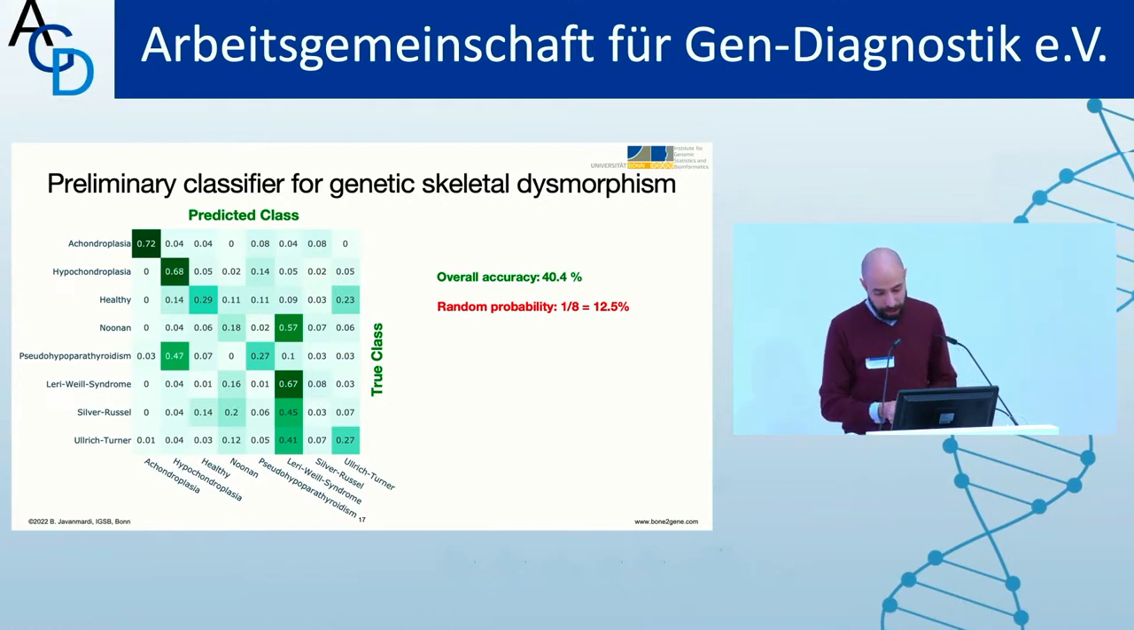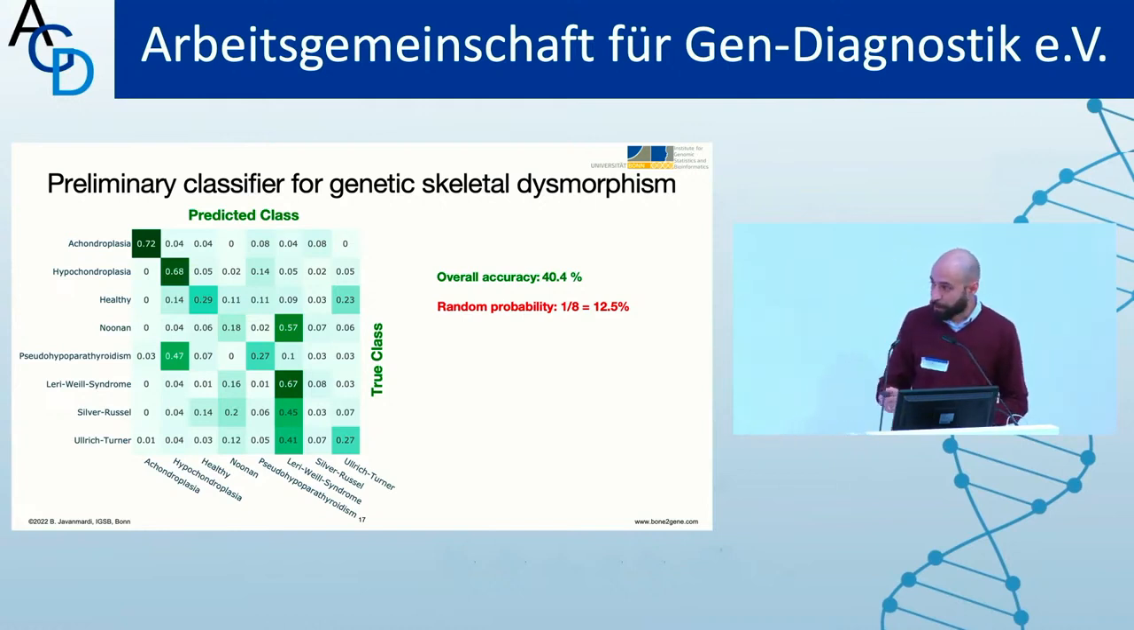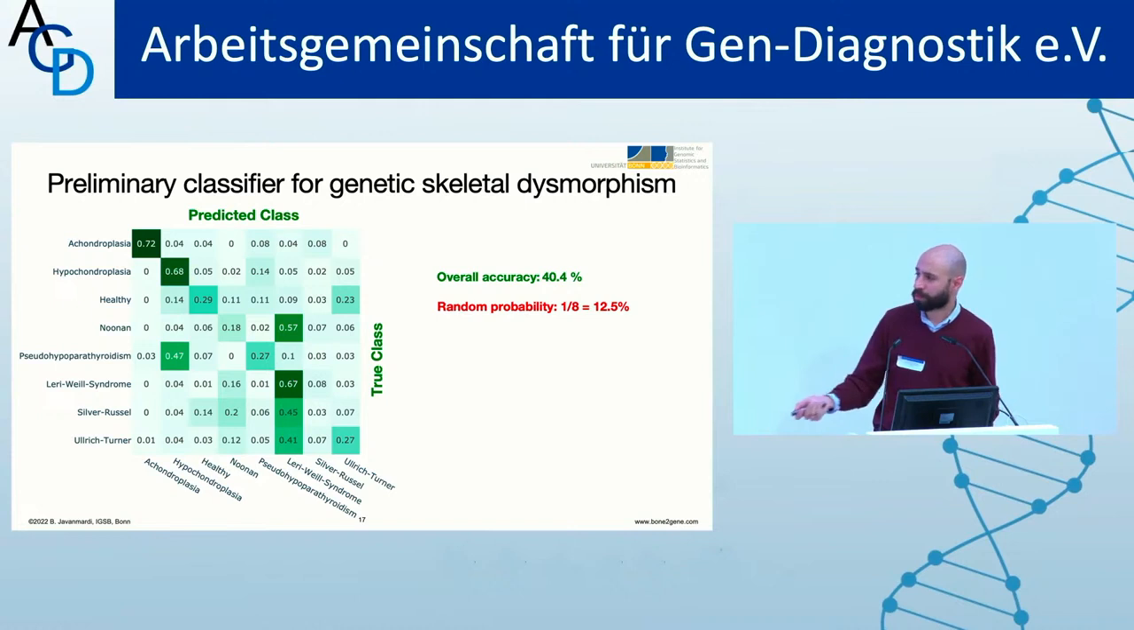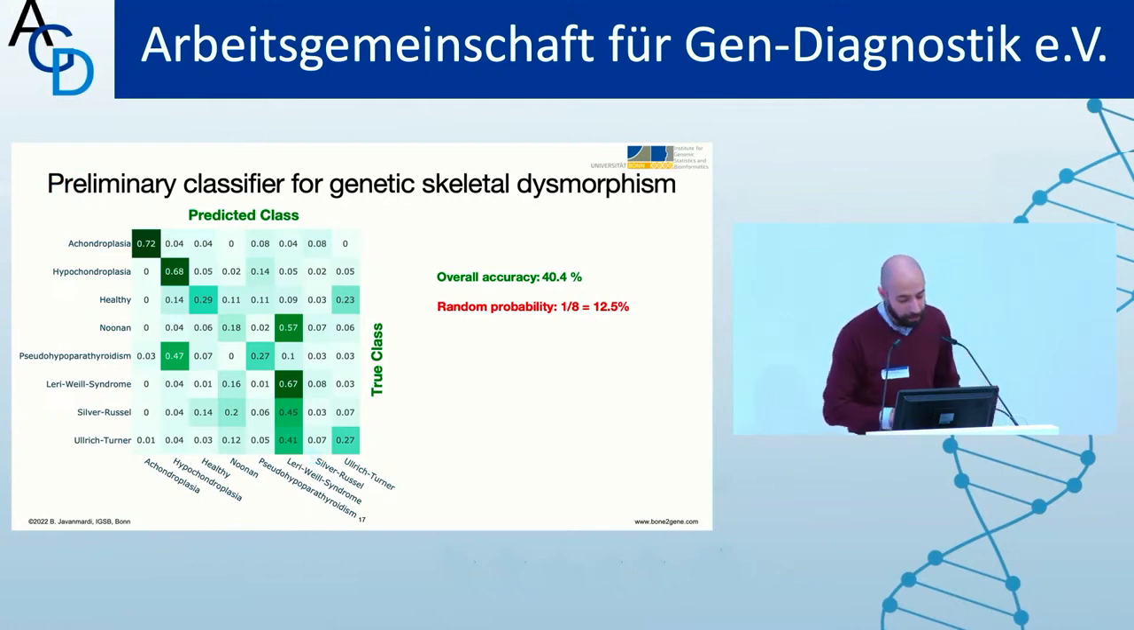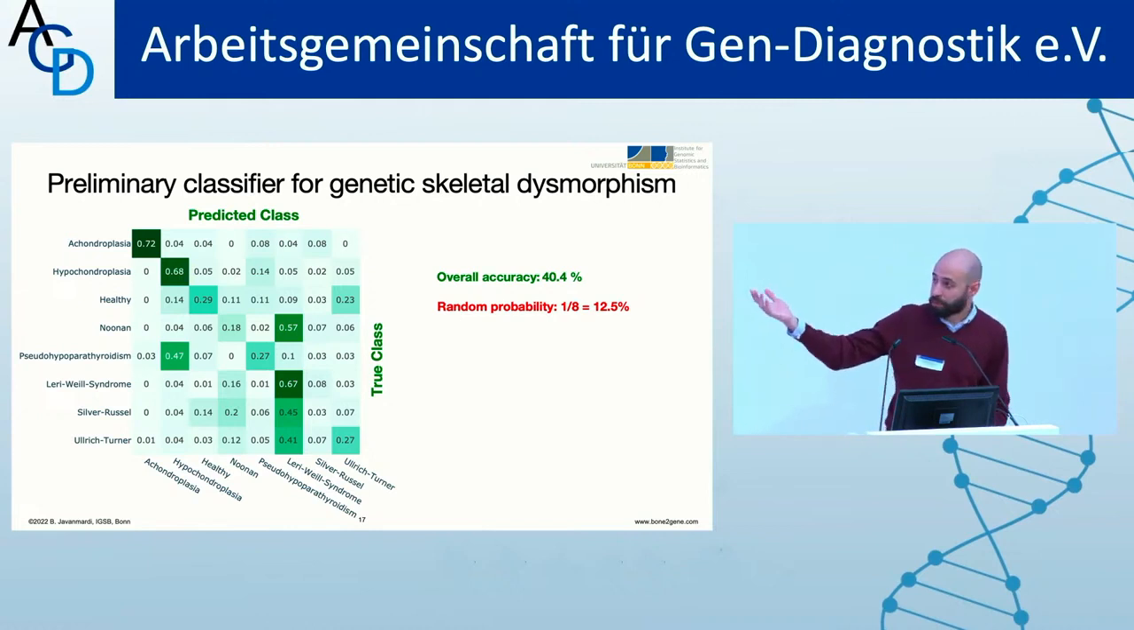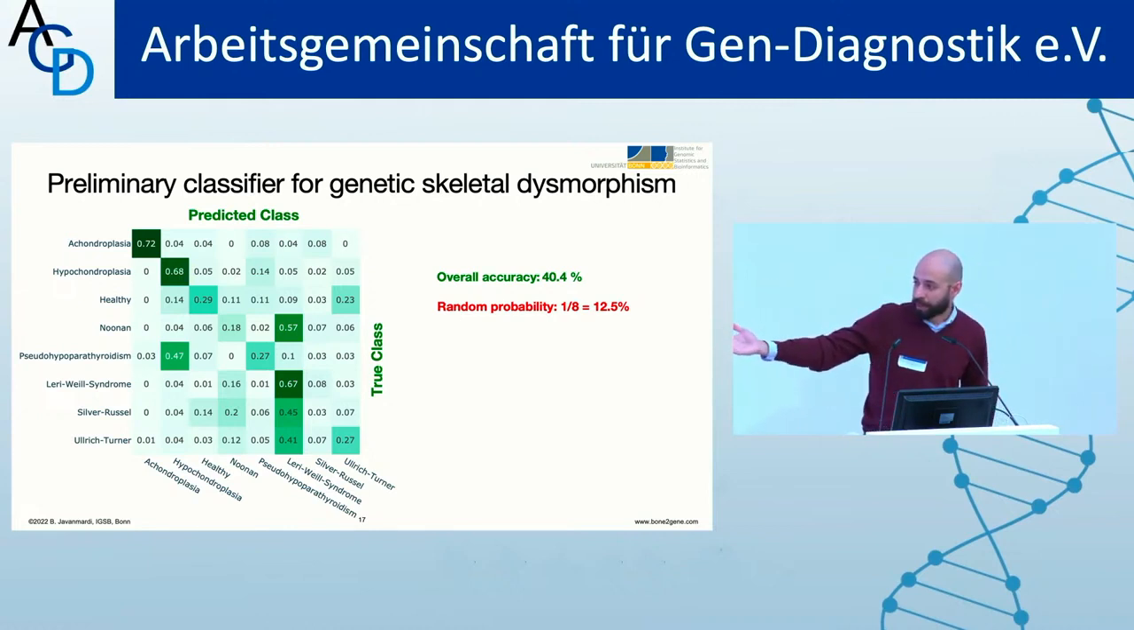I'm here showing you a confusion matrix. The x-axis is the predicted class, the y-axis is the true class, and the diagonal of this matrix shows the accuracy of prediction per class. For example, achondroplasia 72%, and Ulrich Turner in the bottom right, just 27%.